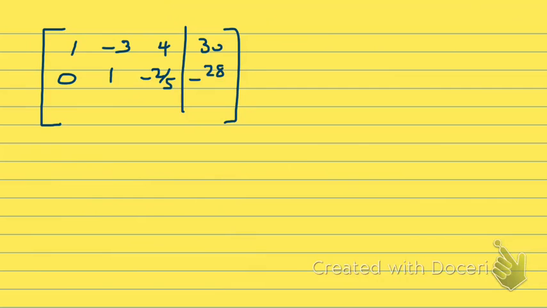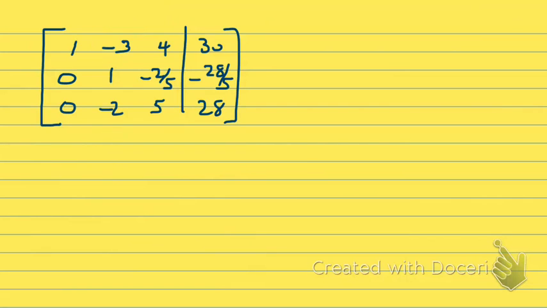We've got 1, -3, 4, 30. Now we've got 0, 1, -2/5, and -28/5. The third row is 0, -2, 5, 28. Well, we've got the 1 in the second column, so let's work on getting zeros. A 0 here, then there.